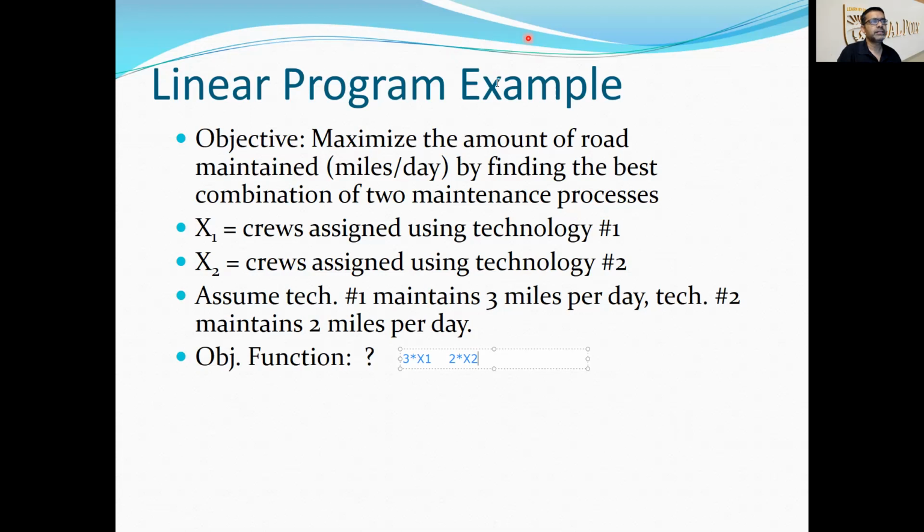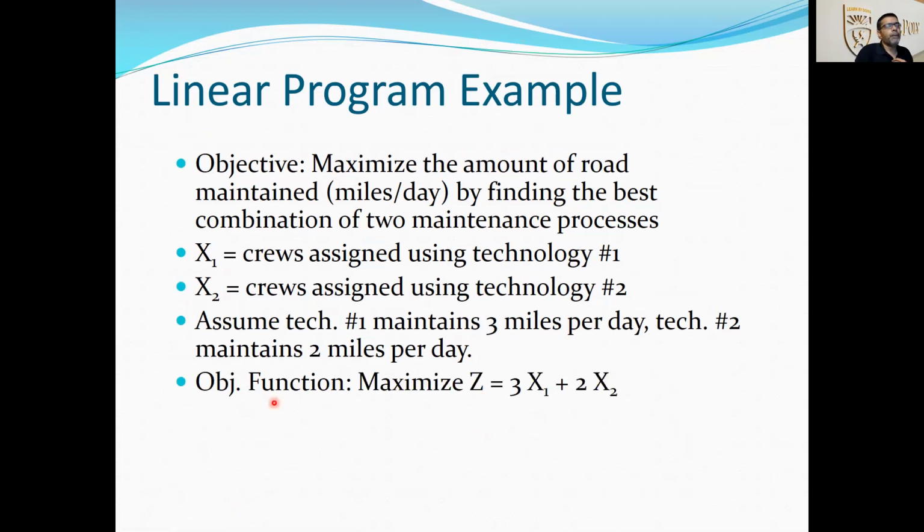I see some responses in chat. Yeah, you add them up, right? So if you add the two numbers up, that's going to be your objective function. That's exactly right. So your objective function that you want to maximize is 3 times x1 plus 2 times x2. Make sense? Yeah. I hope so.